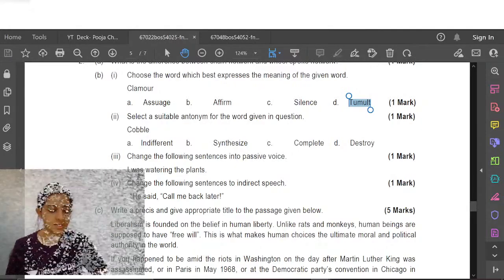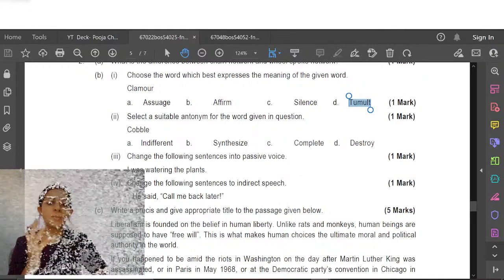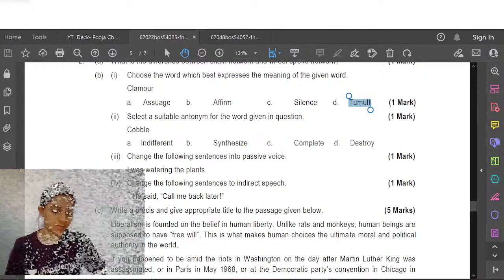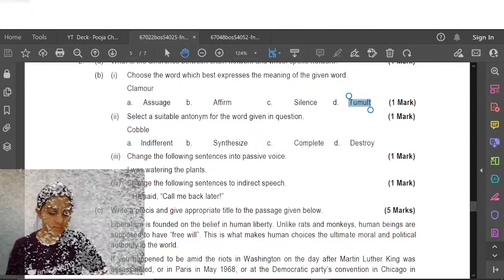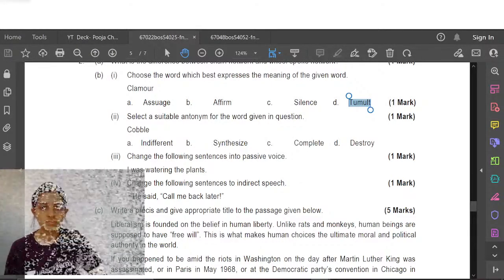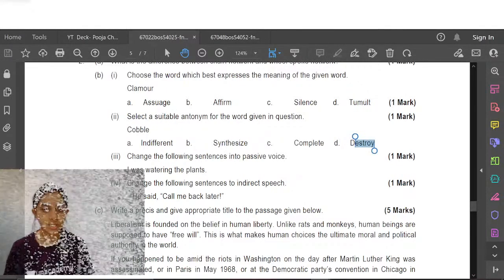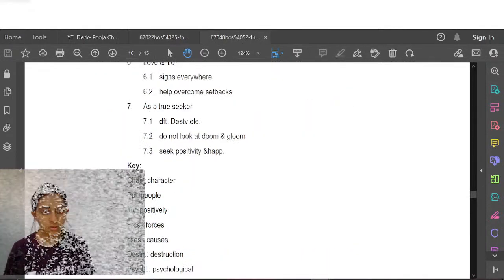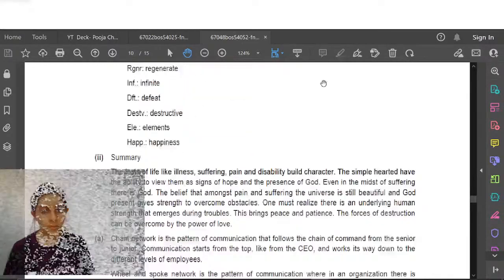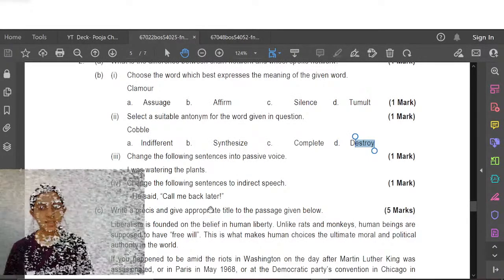Ma'am, how does this connect with this? So when I speak of cobble, it also means to destroy something and then to again make it better. So that is why the closest one is to destroy. It is given to you in the answers. Option D. Okay, let's go to the next one.